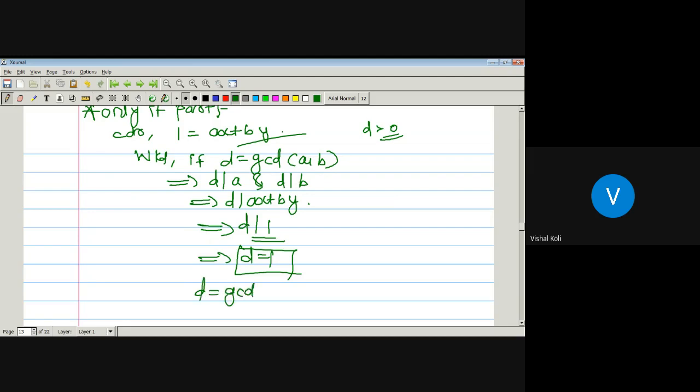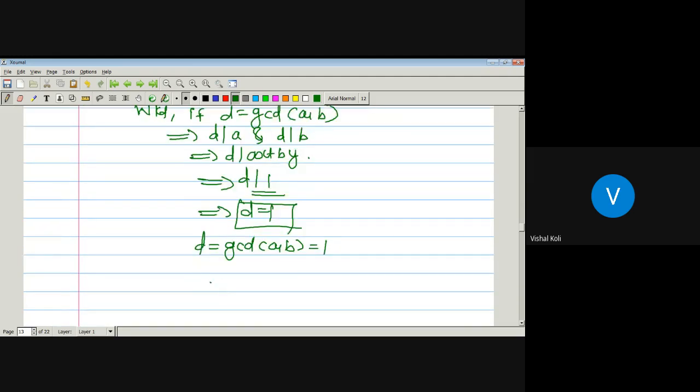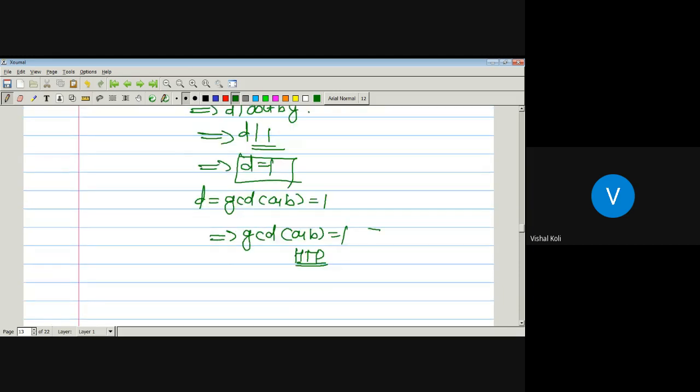But what is d? d is the GCD of a and b, which is equal to 1, which implies GCD of a and b is 1, and that is what we have to prove. Hence the proof. As GCD of a and b is equal to 1, it implies a and b are relatively prime. And hence our required result.